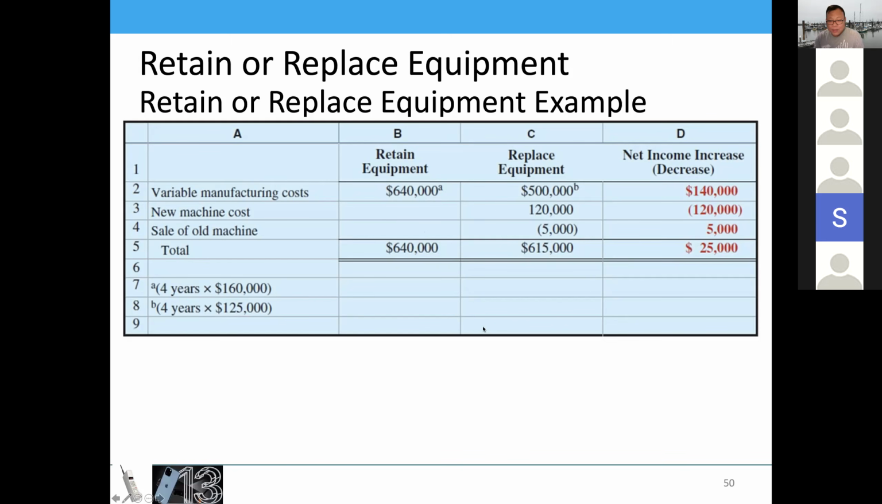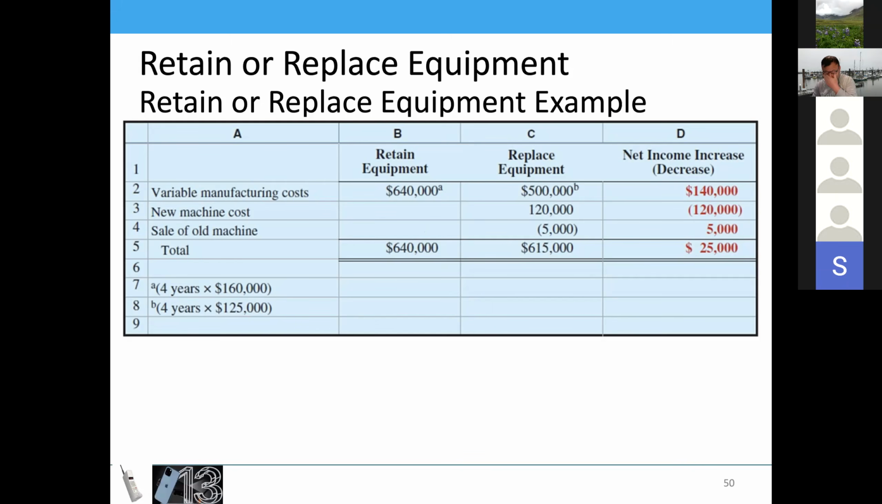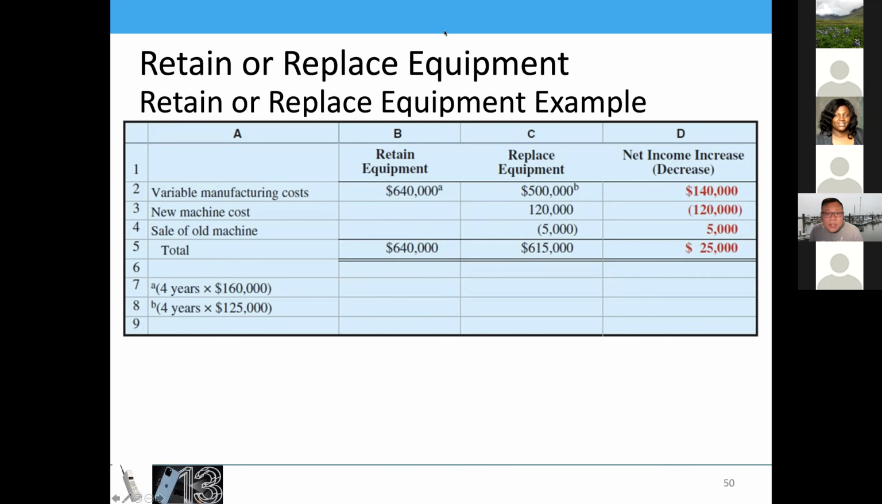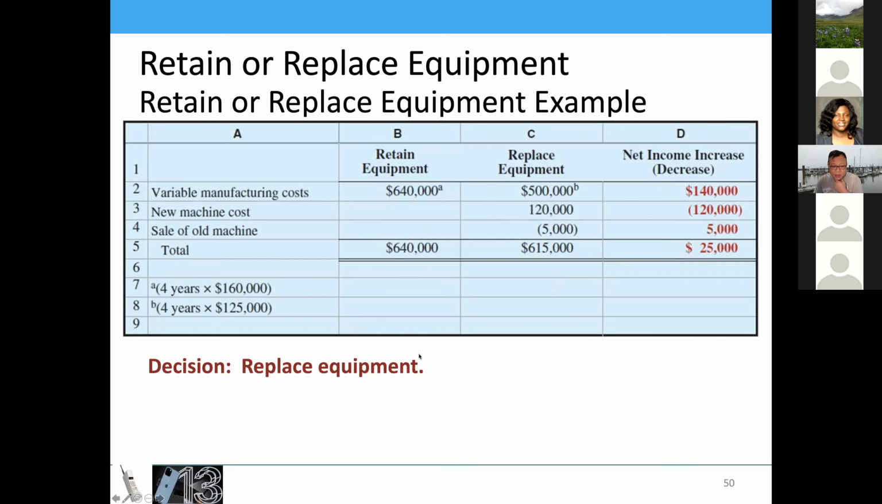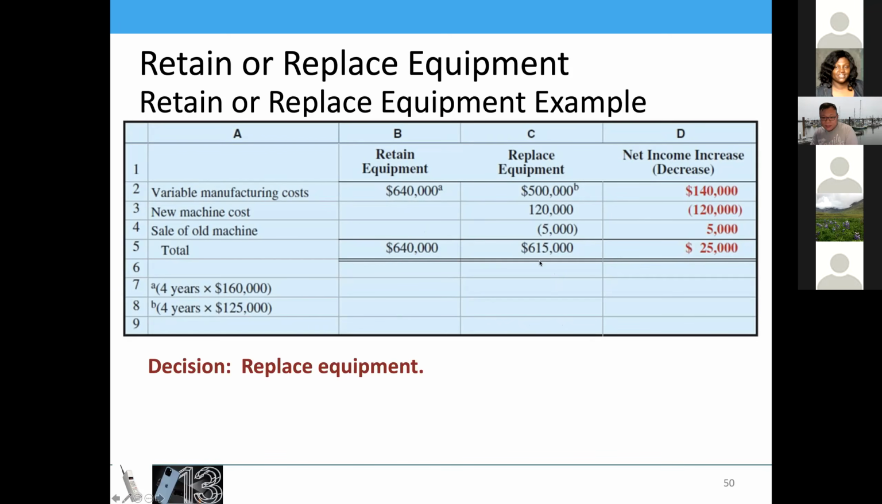Which option? Let's see who raised hands first. Jimmy? I go with option C. It's cheaper to replace the equipment. Okay, very good. So the decision is to replace, because this option costs you less, right? You save $25,000.